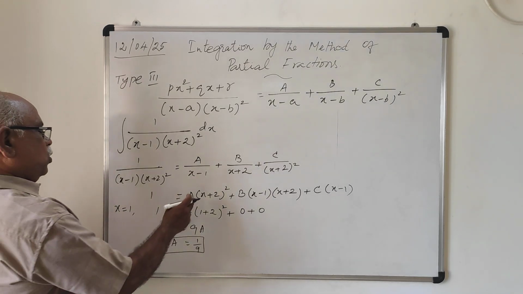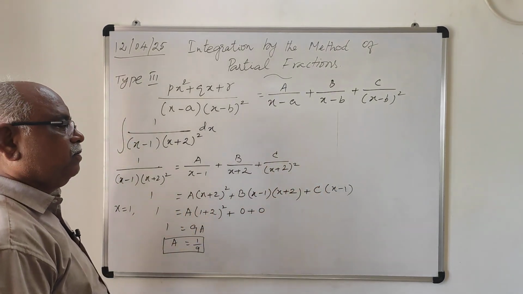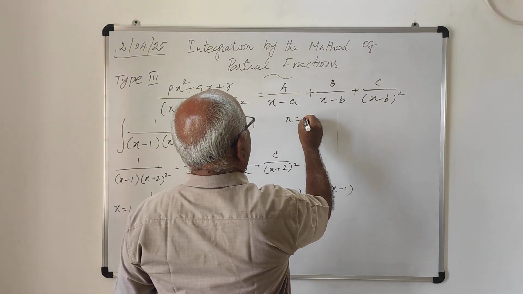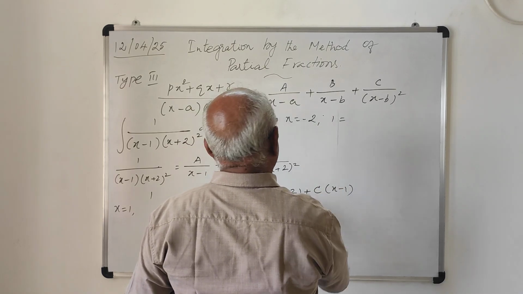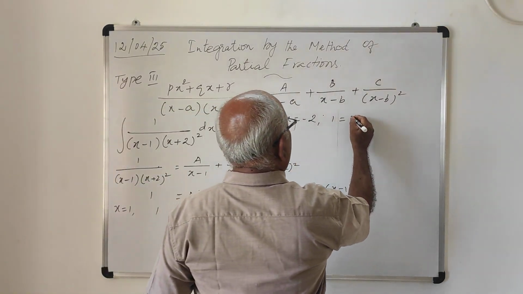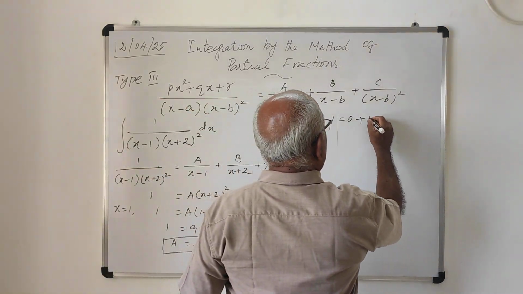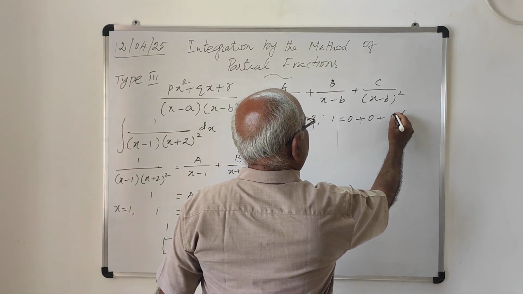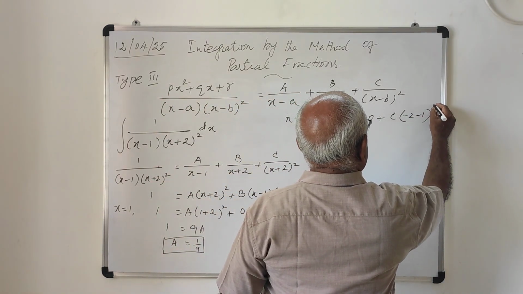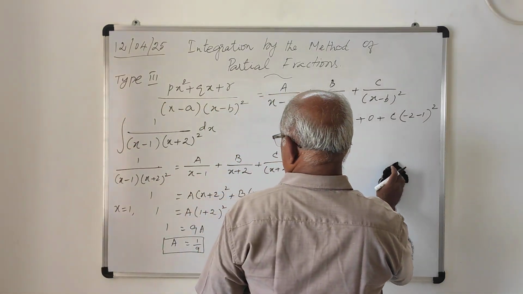Again, if you substitute x equal to minus 2, the A and B terms vanish and you will get the value for C. If you put x equal to minus 2, 1 equals A into 0, since minus 2 plus 2 is 0. Again, minus 2 plus 2 is 0, so B term is 0, plus C into (minus 2 minus 1) only.